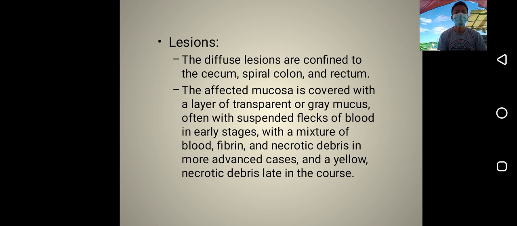Lesions. The diffuse lesions are confined to the cecum, spiral colon, and rectum. The affected mucosa is covered with a layer of transparent or gray mucus, often with suspended flecks of blood in early stages, with a mixture of blood, fibrin, and necrotic debris in more advanced cases, and a yellow necrotic debris late in the course.